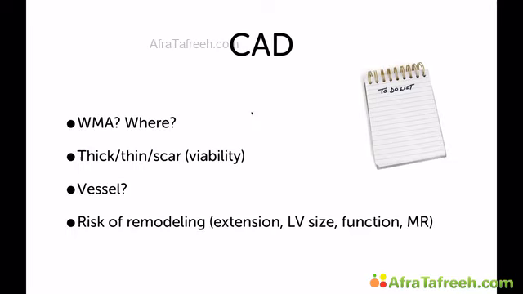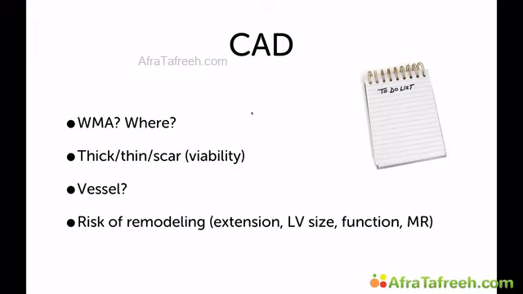Okay, so just to summarize, what should you be looking for in patients with coronary artery disease? Obviously, wall motion abnormalities, where they are. Look at if the myocardium is thick or thin, or if there's a scar. Look at, obviously, which vessel it could be. You can try to see if you are able to determine if it's an LAD or RCA or a circumflex, as we did in this case.